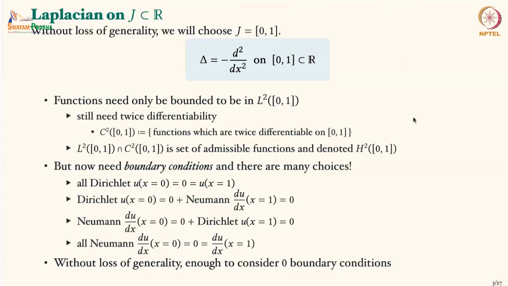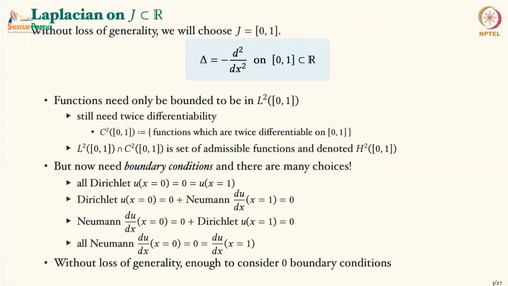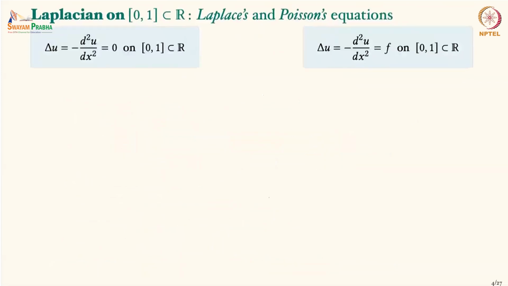Okay, let's keep going. So we have this Laplacian operator in 1D on 0, 1 with boundary conditions. And we can define two kinds of problems. One is called the Laplace's problem, and the other is called Poisson's problem. If the right-hand side is 0, you call it a Laplace's problem. If the right-hand side is some given function f, you call it a Poisson's problem or a Poisson equation.